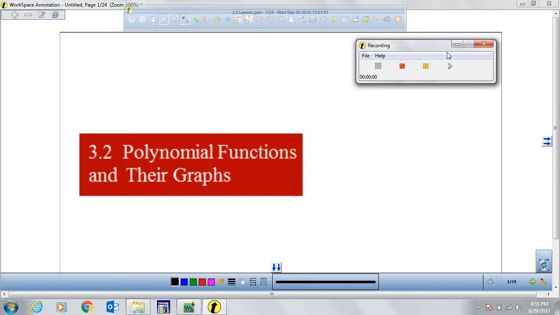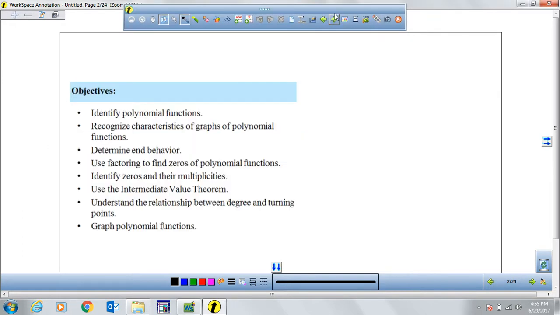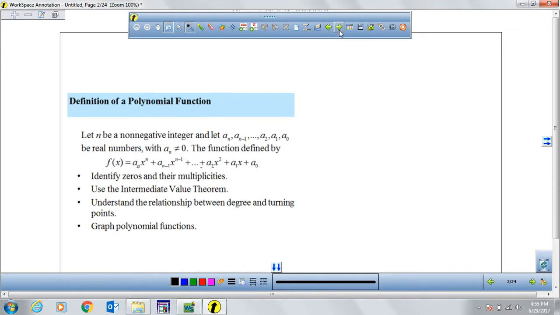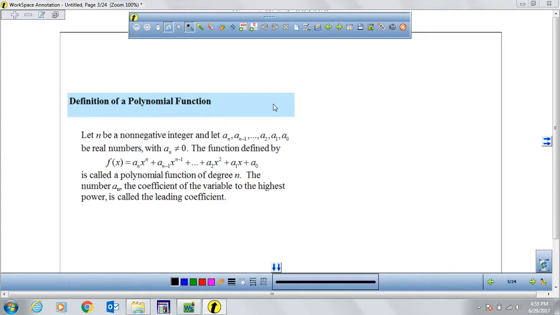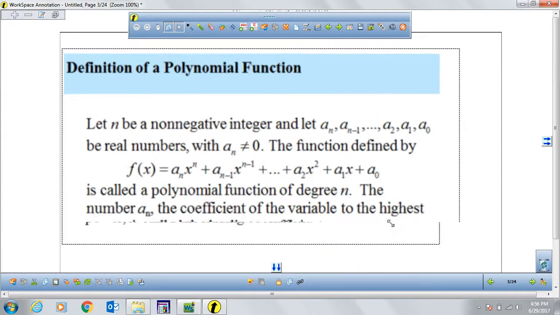Section 3.2 is about analyzing graphs of polynomial functions. So the first thing that we will discuss about this section is what is a polynomial function. Now, according to the definition, a polynomial function is a function that, basically, I'm just going to go straight to the point based on what the definition says.